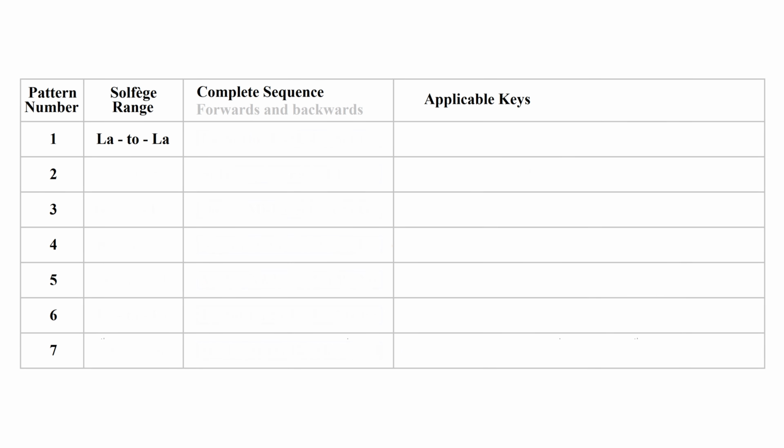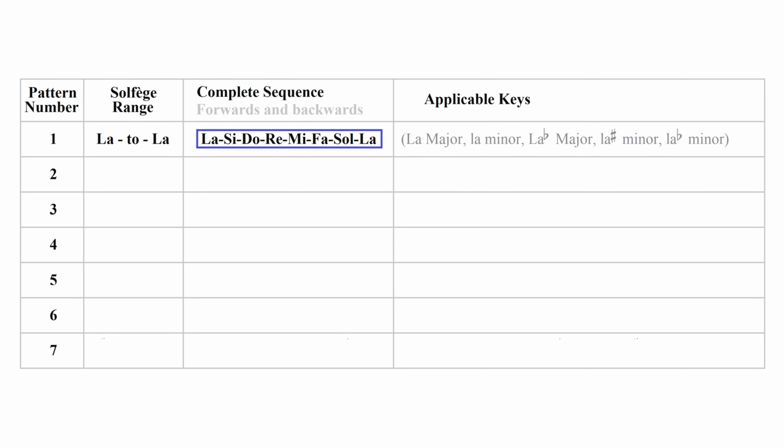The first pattern, the solfege range, is from La to La. The complete sequence, ascending seconds, La, Si, Do, Re, Mi, Fa, Sol, La, descending, La, Sol, Fa, Mi, Re, Do, Si, La. The applicable keys, La major with 3 sharps, La minor, no sharps or flats, La flat major with 4 flats, La sharp minor with 7 sharps, and La flat minor with 7 flats.